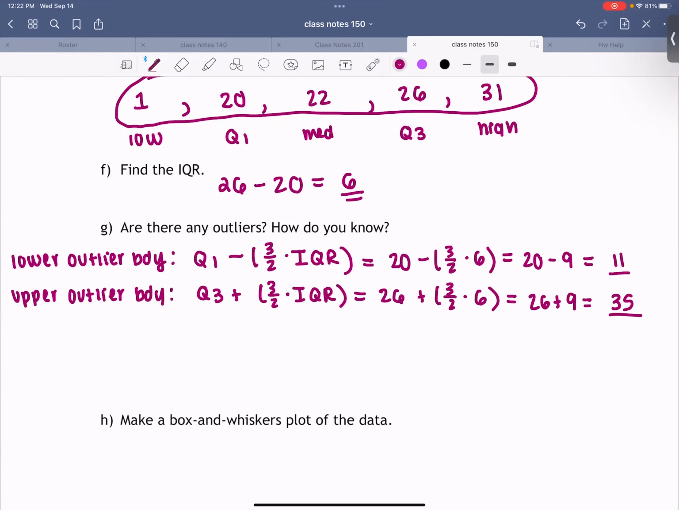Taking a look at your data, is there any outliers here? Okay. Oh, 1, right? Because, well, 1 is less than 11. There's nothing bigger than 35, right? No, right? So 1 is the outlier. Perfect. Any questions on how I got these outliers? Okay. Next is making the box and whiskers plot, okay?